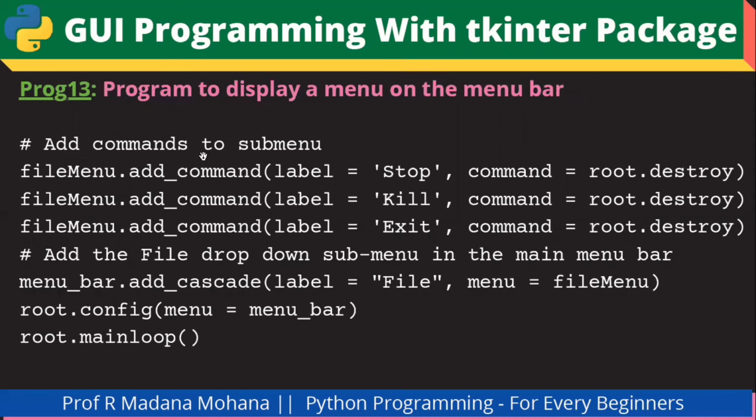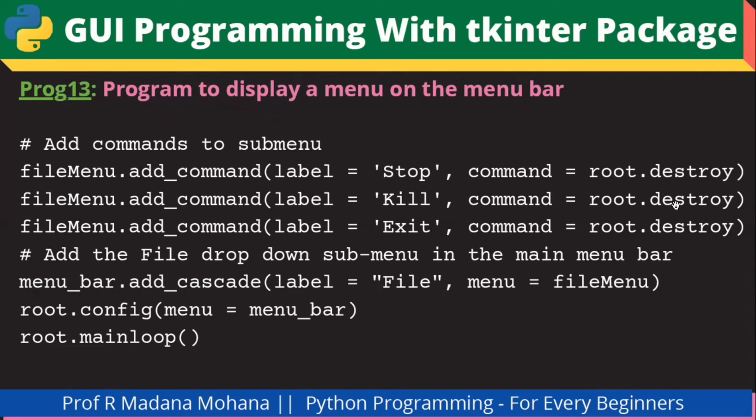Then here you have to add commands to the submenu. That means the names and the working functionality. So first I am adding file_menu.add_command, label I am giving as stop. So whenever you click this, it closes the window. For stop, root.destroy only you can use. Earlier we used it. So command equal to root.destroy. There are alternatives to stop with other names also. I am using kill. So file_menu.add_command, label equal to kill is the second submenu.